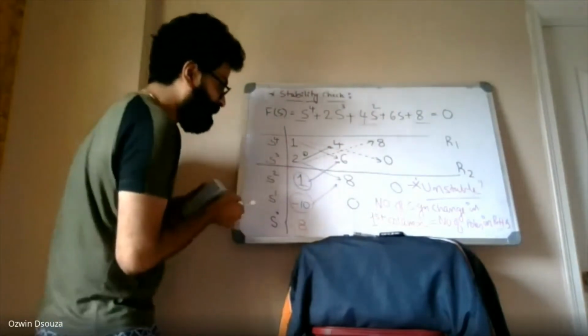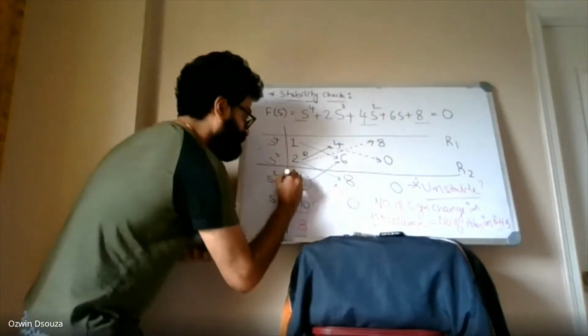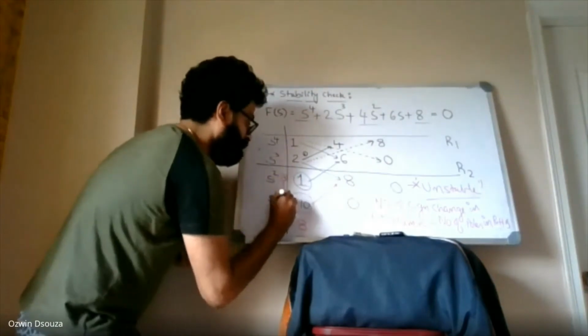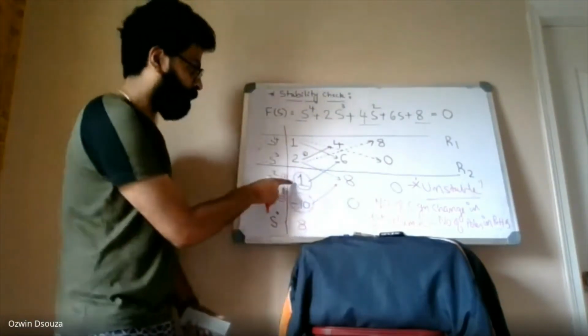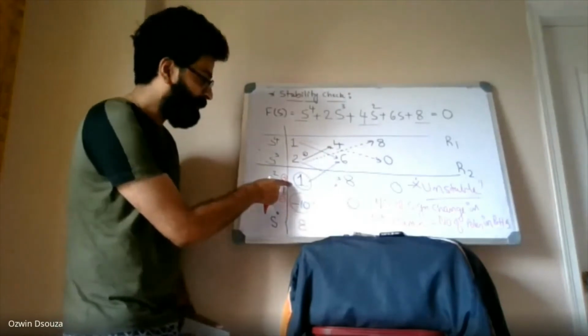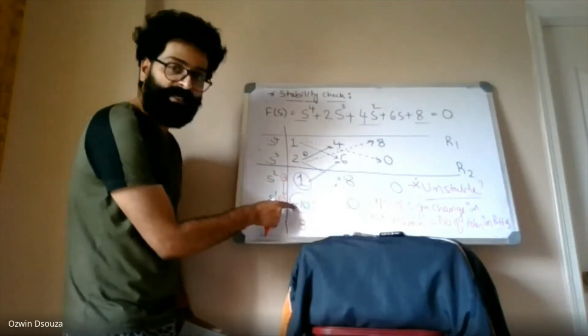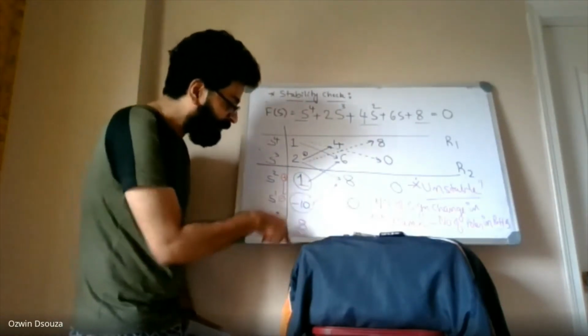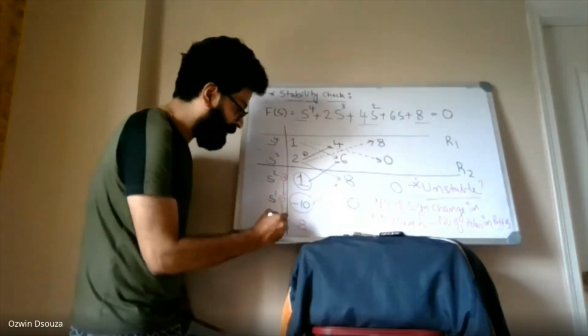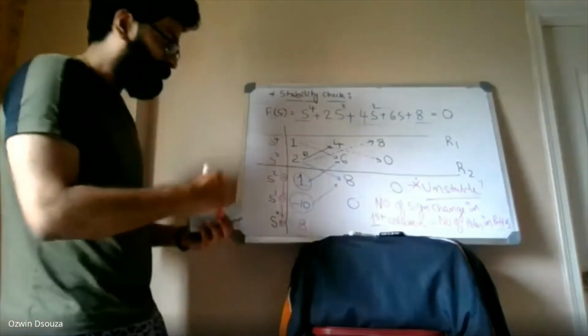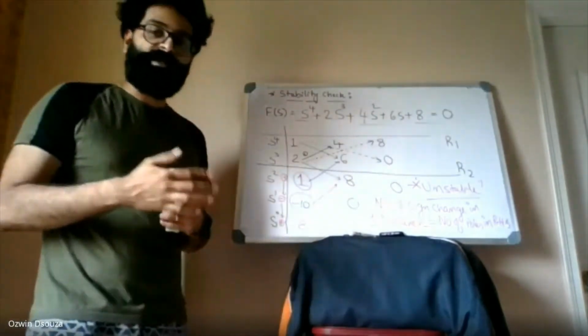Now what has happened? The sign has changed from positive to negative. Correct. So +1 you have had. Then later it became -10. And later it became again +8. So that's how you track the sign changes.